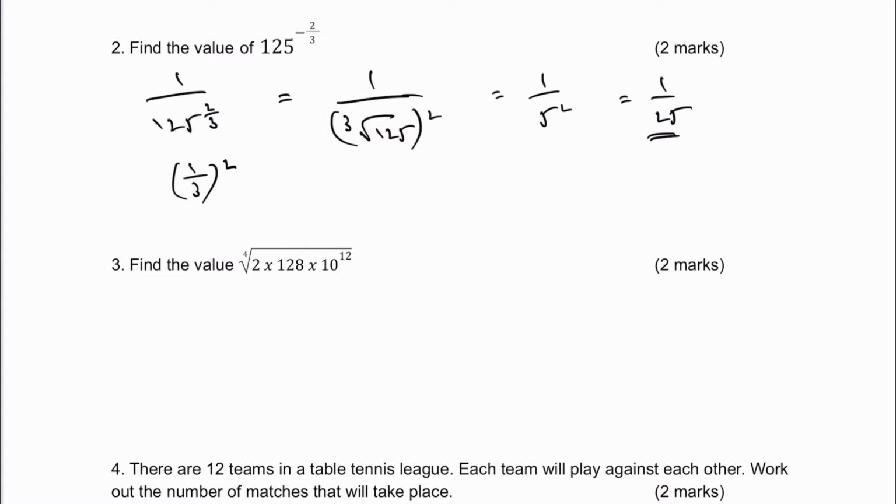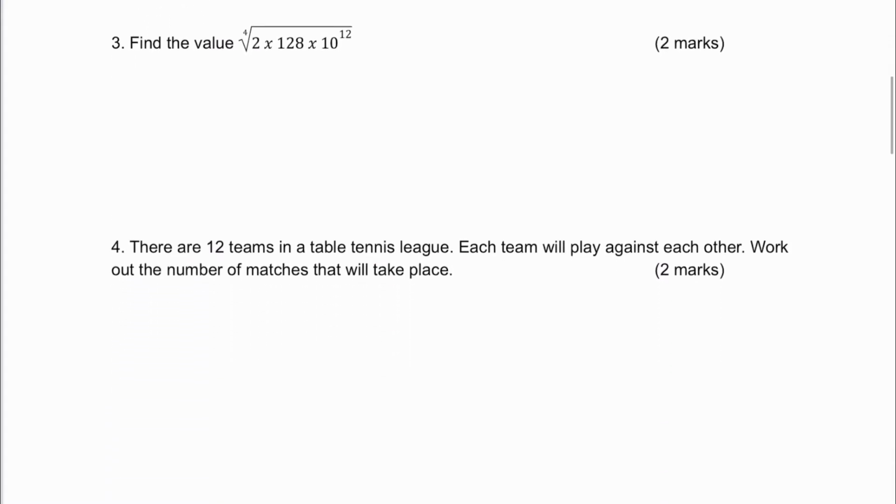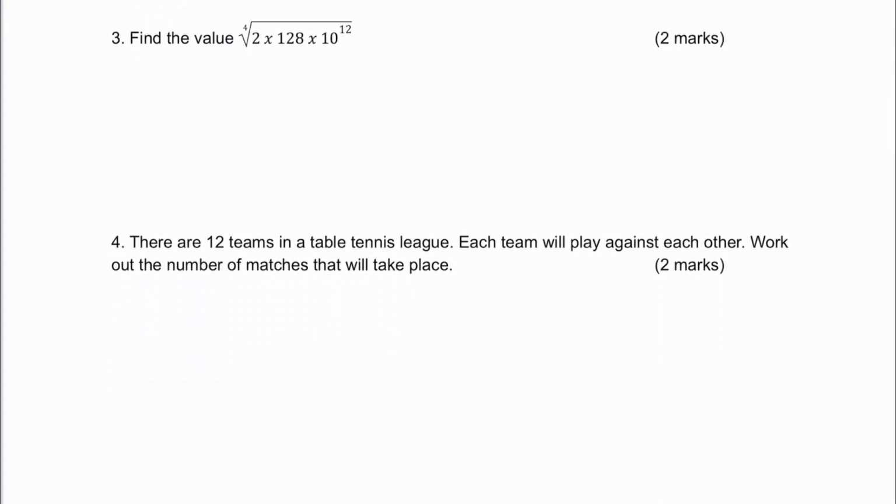Okay, so question number 3, again, if you wanted to, you could put it straight into a calculator. However, what I notice is I've got 2 times 128. Well, that's going to be 256, and I happen to know that the 4th root of 256 is going to be equal to 4. Okay, so it's 4 times 4 times 4 times 4, and I think the more you do these sorts of papers, the more you get used to these sorts of things.